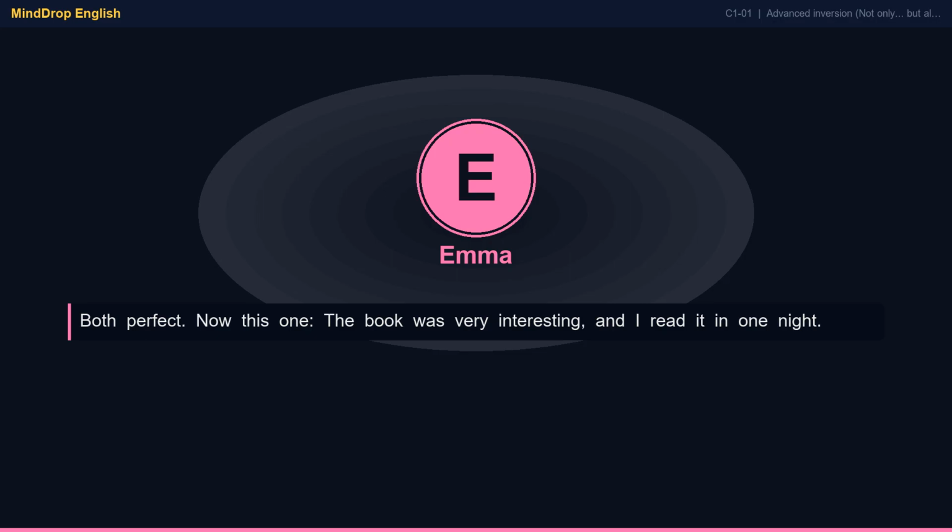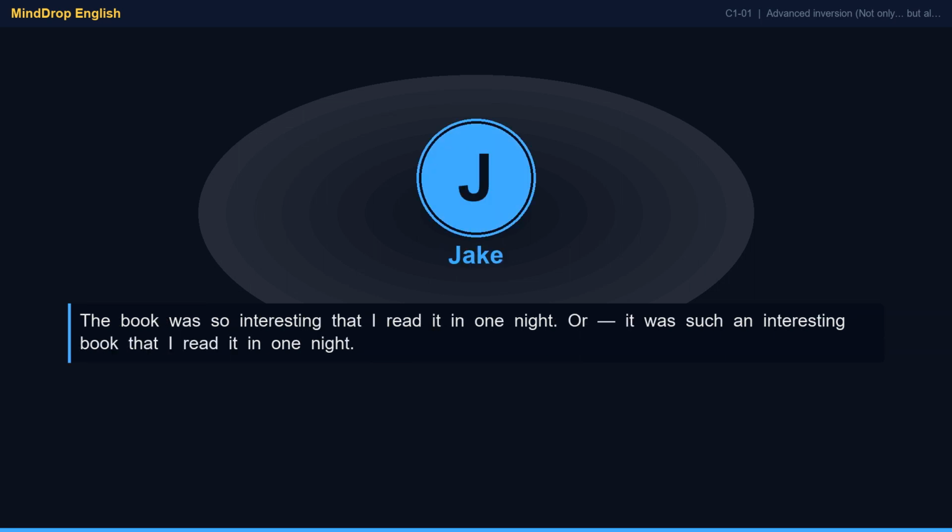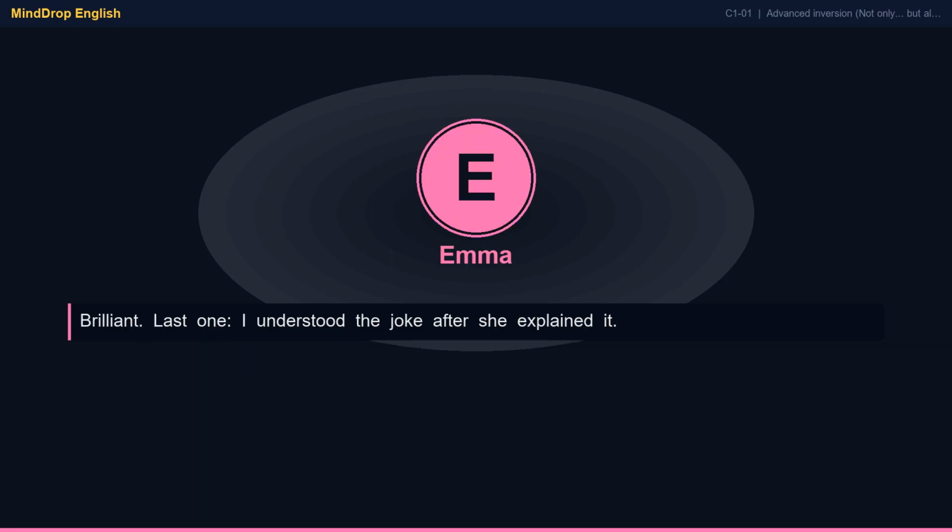Both perfect. Now this one. The book was very interesting, and I read it in one night. The book was so interesting that I read it in one night. Or, it was such an interesting book that I read it in one night. Brilliant. Last one. I understood the joke after she explained it. Only after she explained it did I understand the joke.